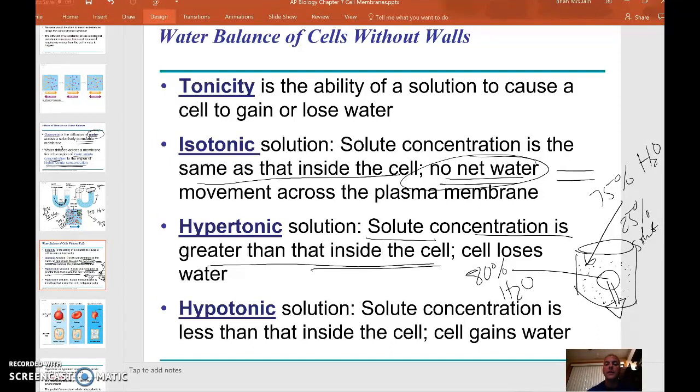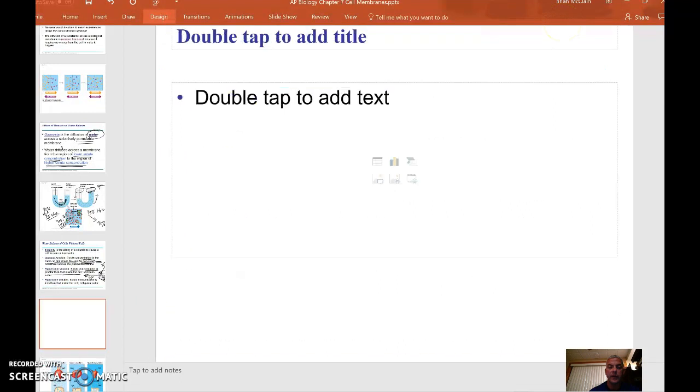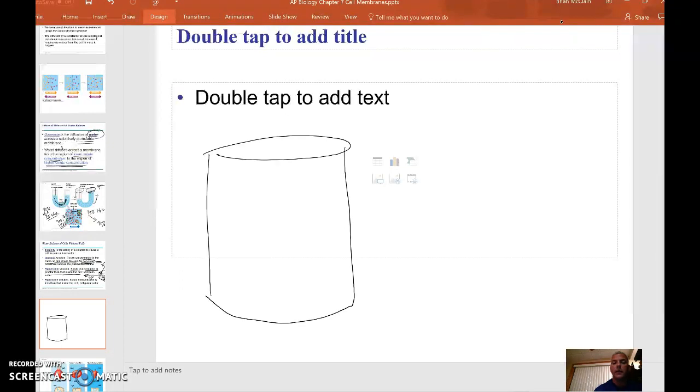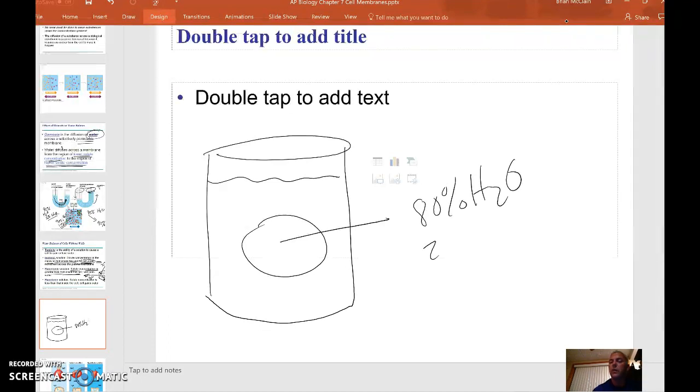If it's hypo, it's going to be exactly the opposite. So if I were to take something and let's just make it here, I'll put myself a blank slide in here. If I take and I have a similar situation, and in this one I have my cell. Let's make my cell 80% water, 20% solute.